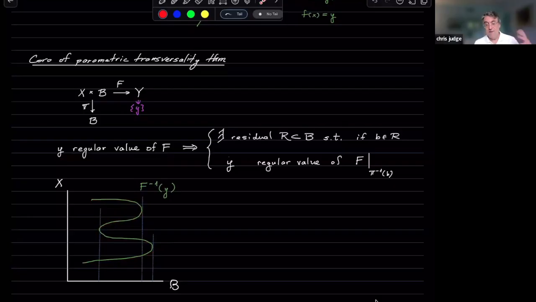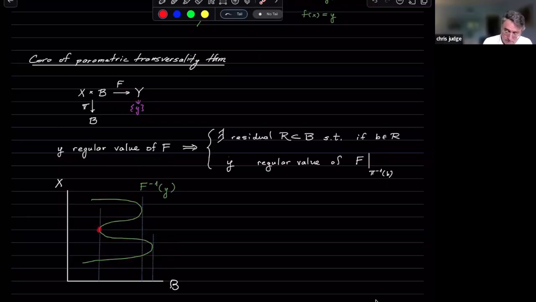But there are places where things can go bad, where things can go wrong. In particular, when I have a fiber that's sort of tangent at this point, at that particular point I might not be able to apply the inverse or the implicit function theorem to the restriction. I might not be able to see regularity. I might not be able to use regularity there.